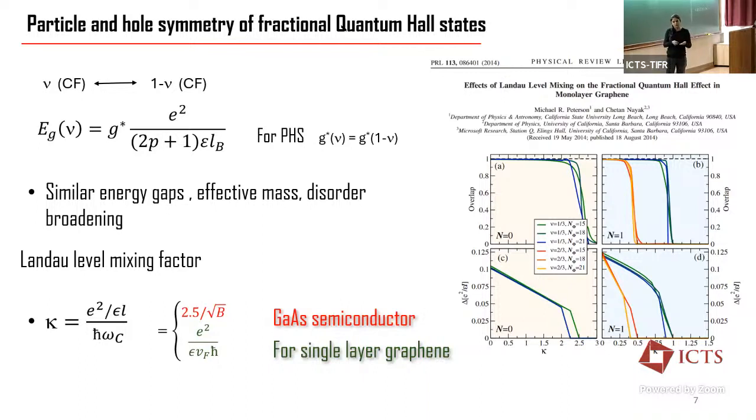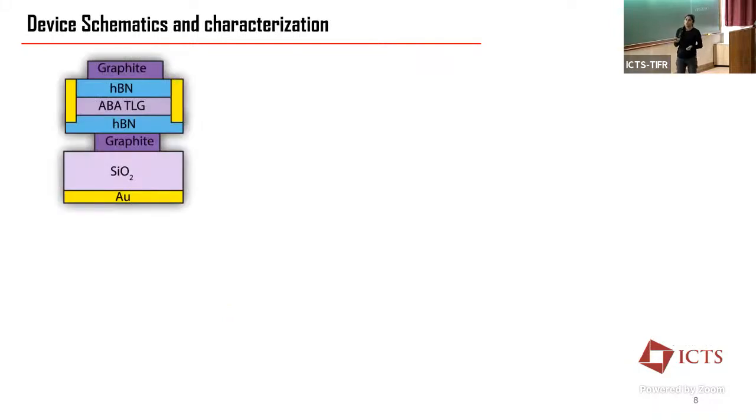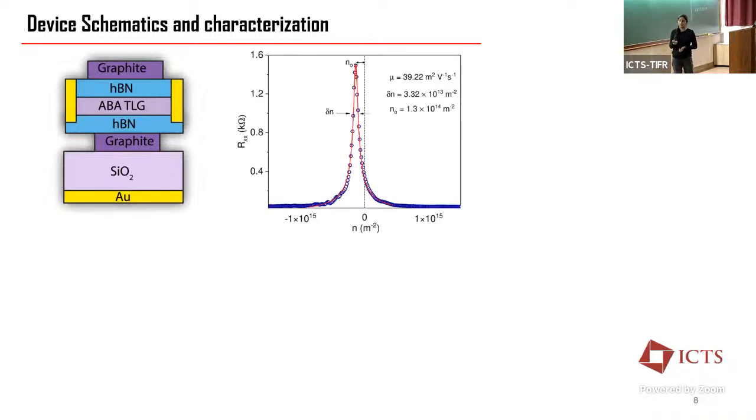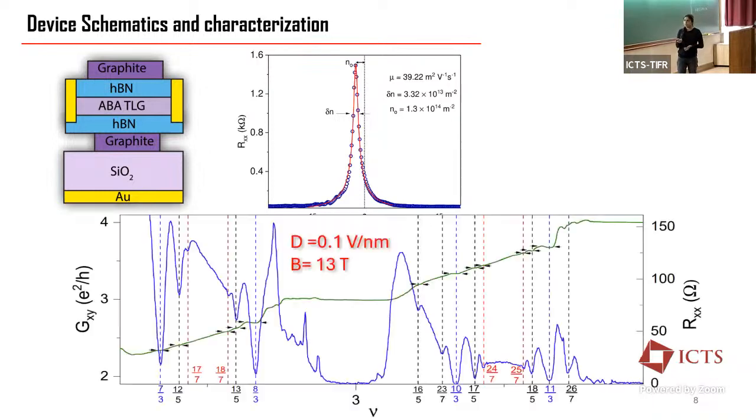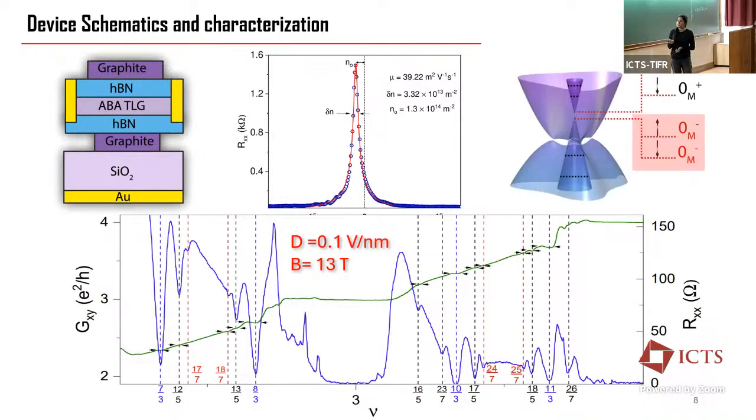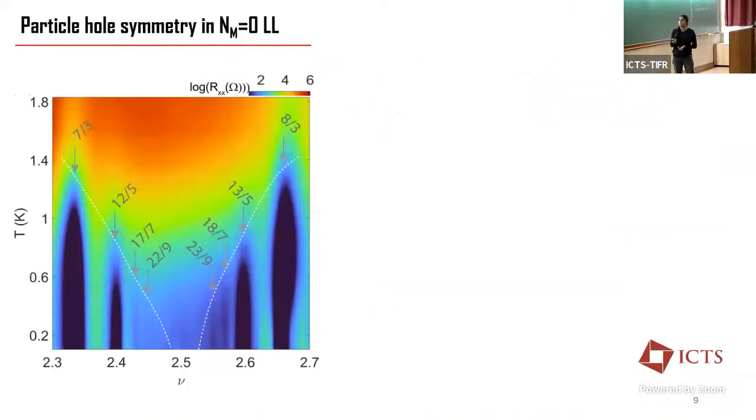But in trilayer graphene, as I have given in the introduction, we can tune this Landau level spacing with the help of a vertical displacement field. How we can do it, I'll show in the next slides. This is the device schematic for the ABA trilayer graphene. We have used a dual graphite gate configuration. This is the resistance versus number density plot. This is the mobility of 4 lakh. And these are the fractional quantum Hall states which we have seen. In order to understand the origin of these fractional quantum Hall states, let us look at the band structure. They mostly come from the 0th Landau level of the monolayer-like band, and all of them are odd denominator states.